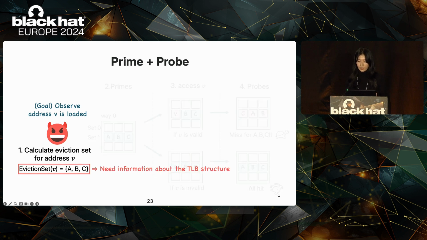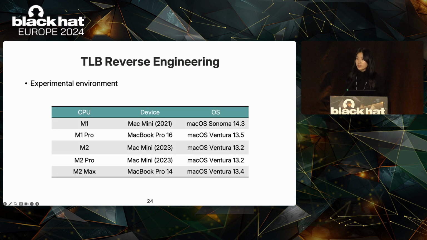To use this technique, we first need to create the eviction set, but this requires detailed knowledge of the TLB. Because we need to know the number of sets and their size in the TLB to figure out which address bits are used for indexing. That is, how each address is assigned to a specific set. To gather this information, we conducted reverse engineering on various M-series Apple Silicon CPUs, as shown in this table.